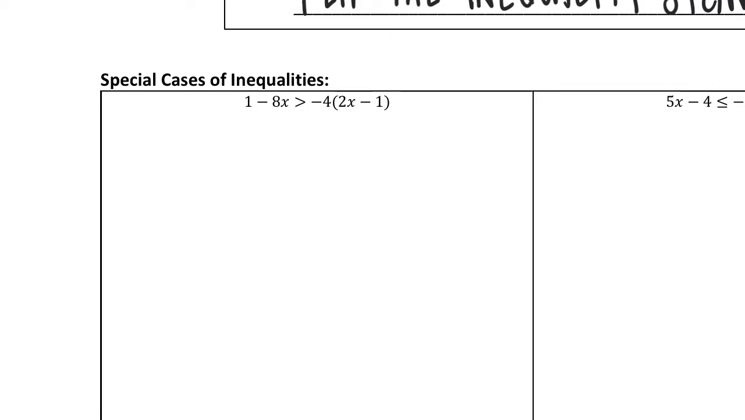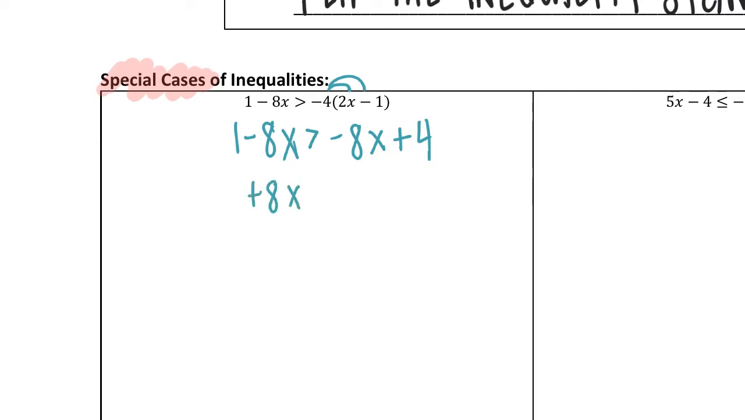Here in this bottom section, we're going to be looking at special cases, meaning kind of oddball cases for inequalities. Let's try this one out. We're first going to use the distributive property. Make sure that that -4 gets distributed to both numbers inside the parentheses. We're going to add 8x to both sides. The x's cancel out.